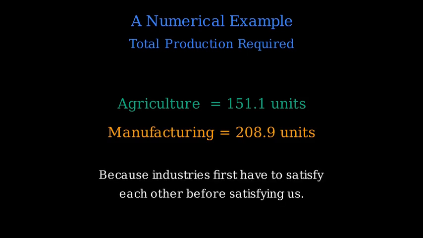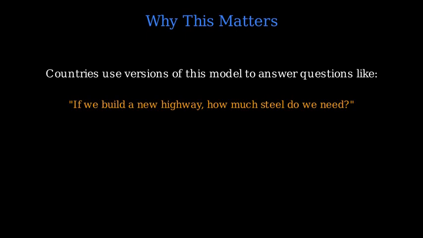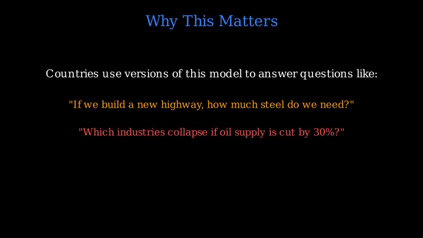This is why a single increase in consumer demand creates ripple effects across the entire economy. More food requires more fertilizer. More fertilizer requires more electricity. More electricity requires more machinery. And the cycle continues. This simple idea has enormous real-world applications.